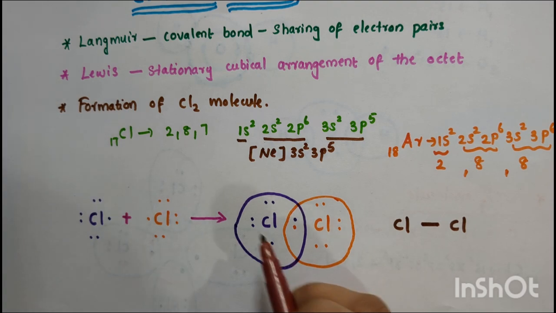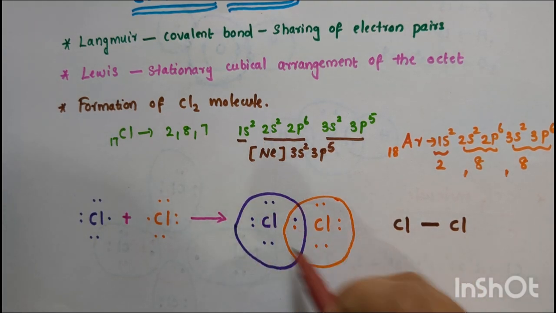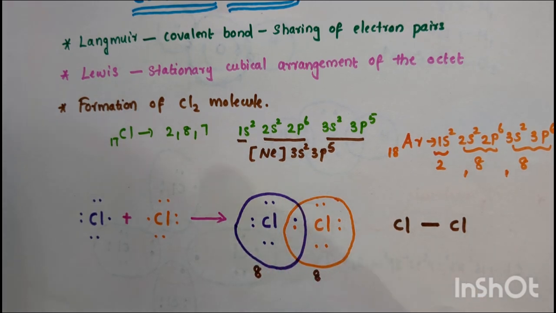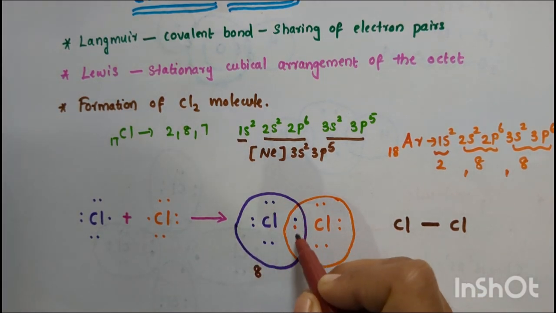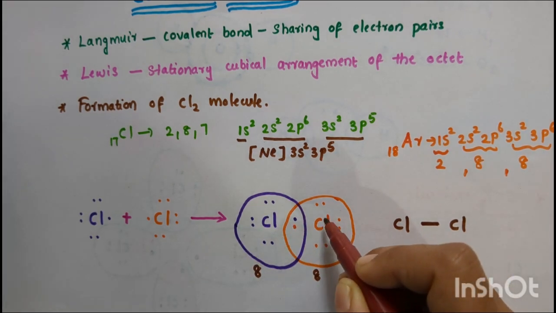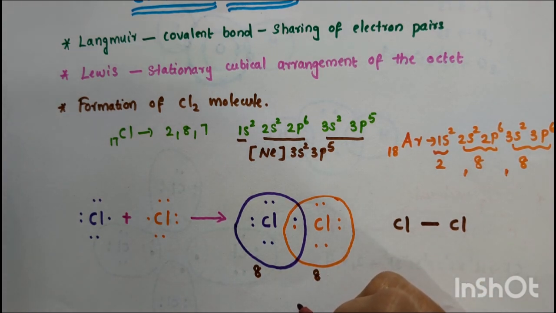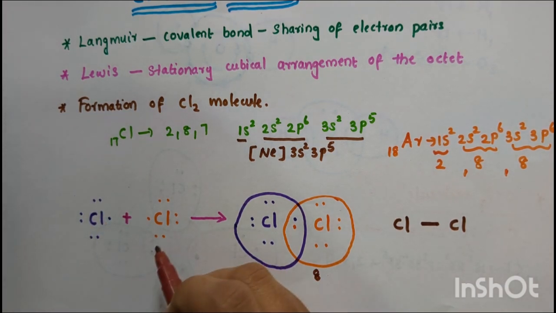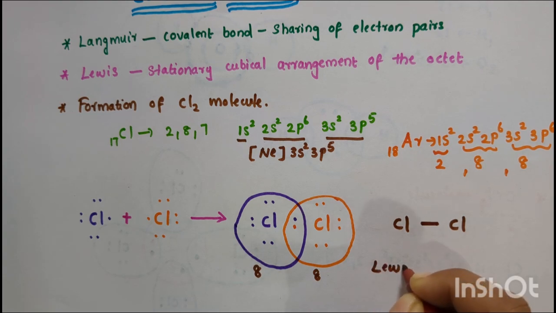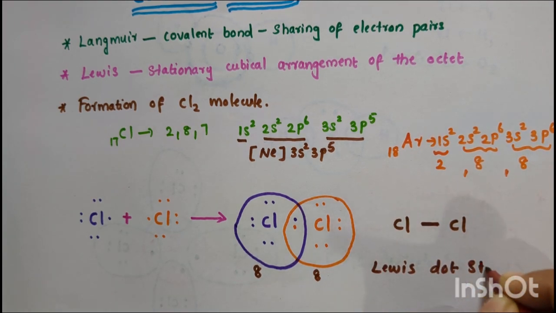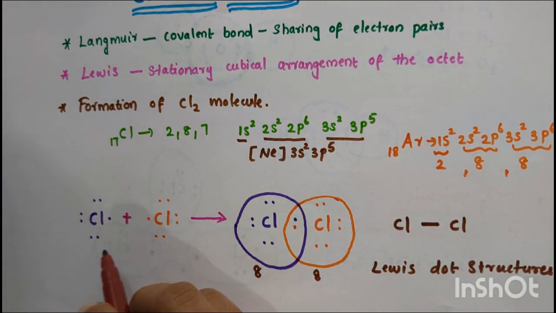In this process, the outer shell electrons of each chlorine atom become 8. The outer shell electrons of this chlorine atom are now 8, and of this chlorine atom also 8, and each attains the electronic configuration of the nearest noble gas, argon. These dots represent the electrons, and such a structure is referred to as a Lewis dot structure.